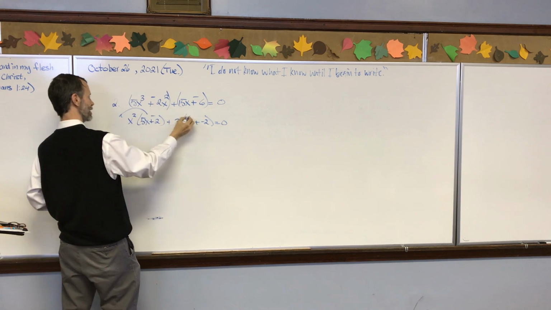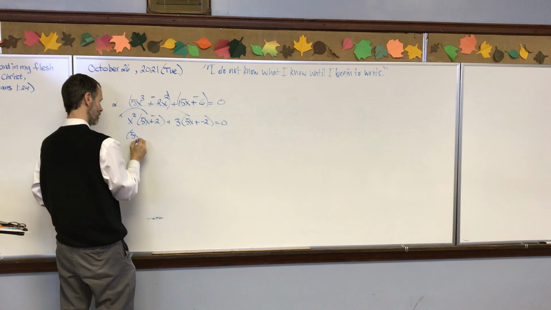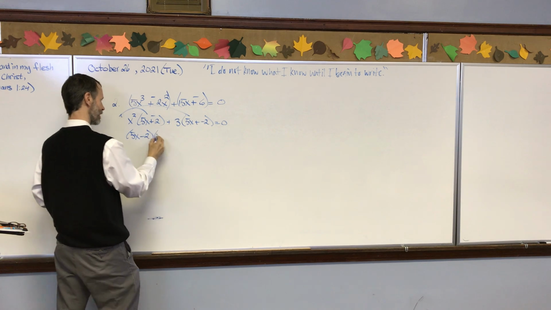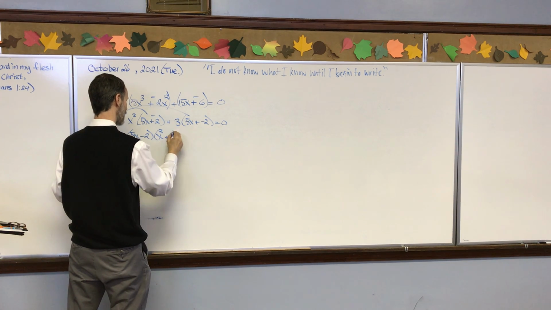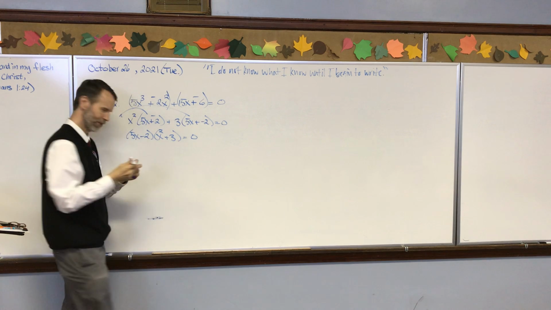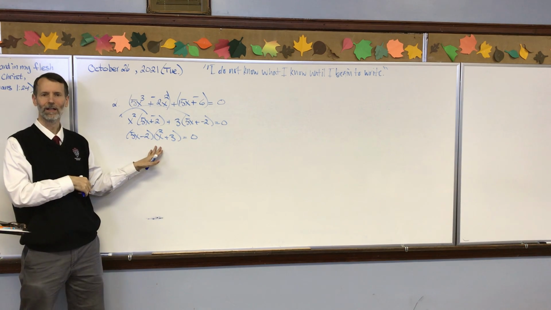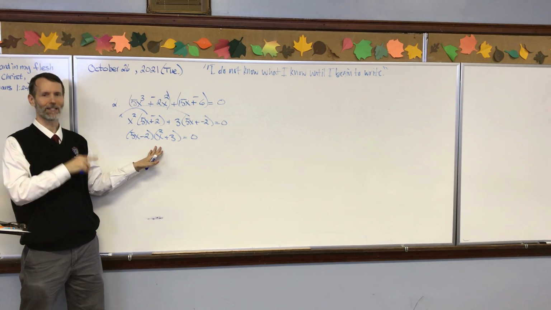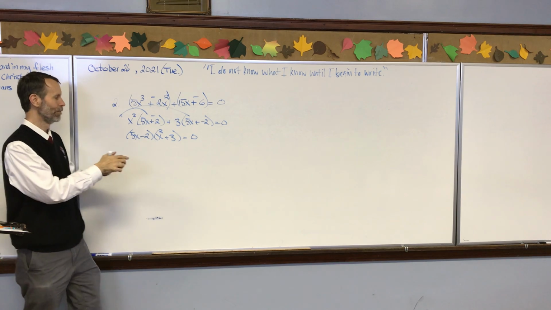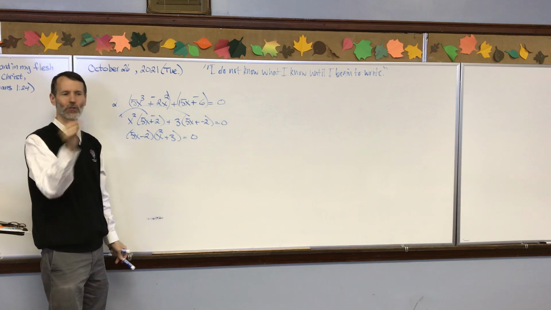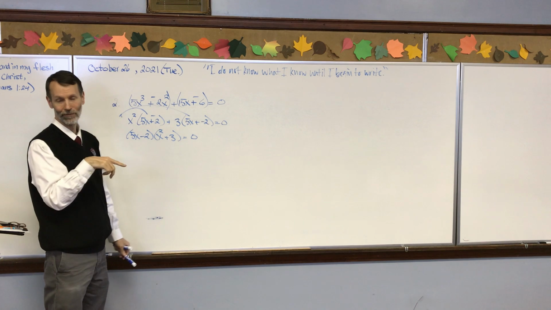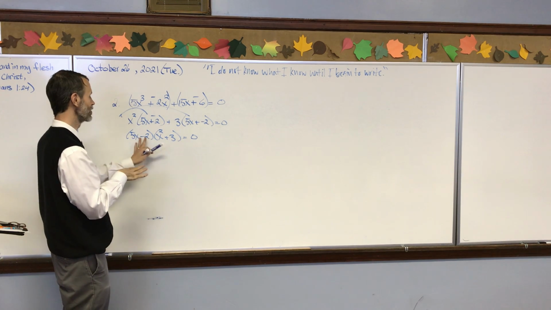So pull this out in front. I'll do 5x minus 2 for old time's sake. This is x squared plus 3 equals 0. Did anybody have this as a factor without the 5 in front? I'll accept that. That's okay. Basically, you take the 5 in my answer and distribute it into the x minus 2/5. And you'll get this. This is fine.